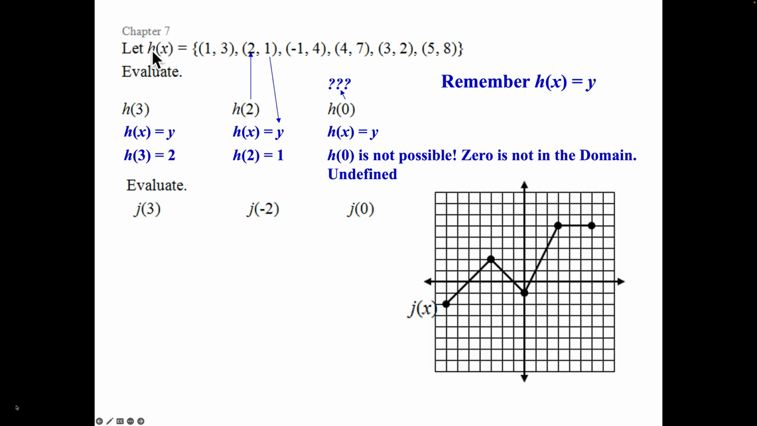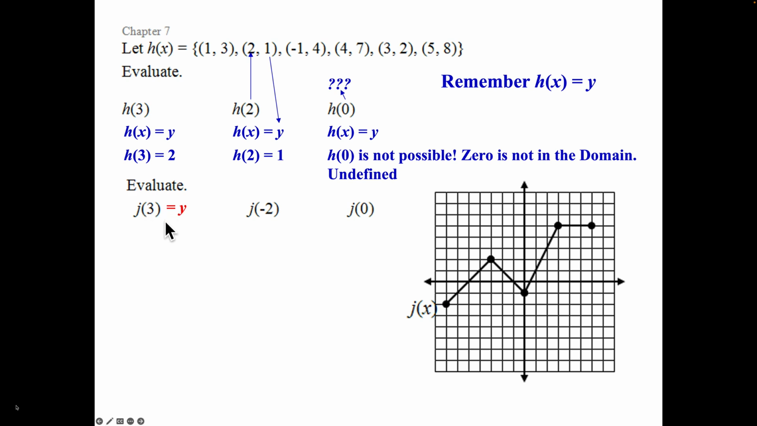Now, we can also have a function that's a graph. Here's j of x, and if you look at your vertical line test, it passes. So it's a function. And they're asking us to do the same thing. Find j of 3. It has to equal y.